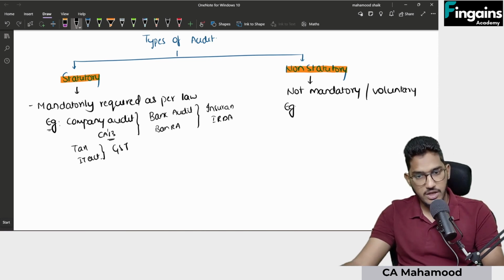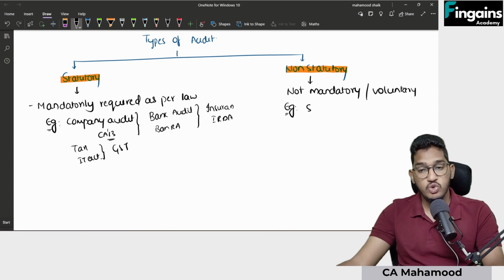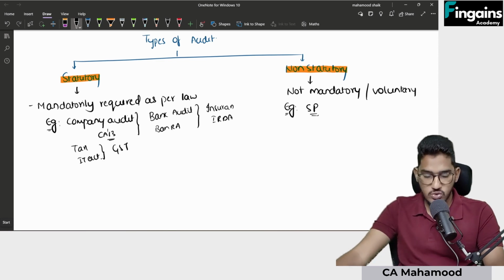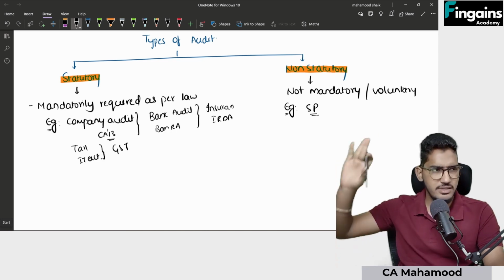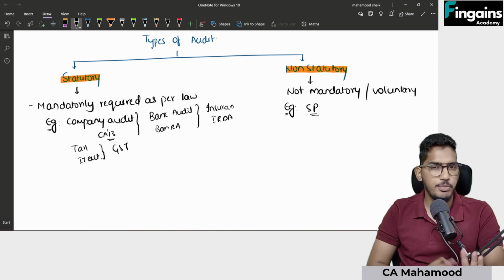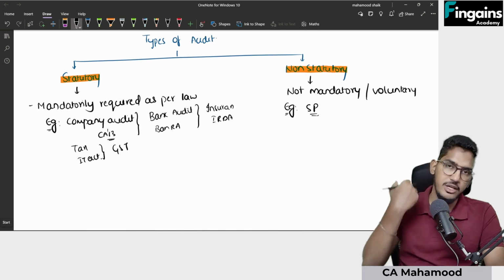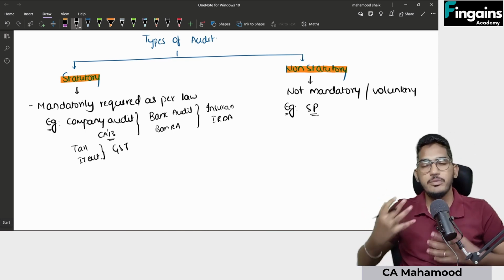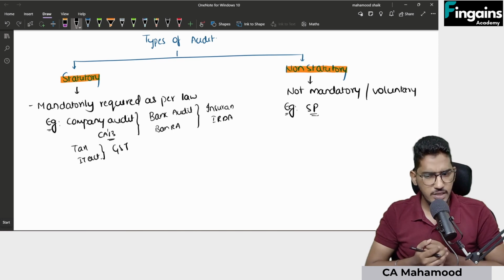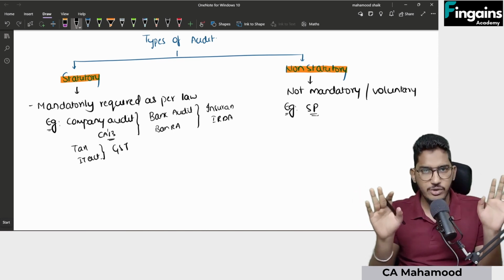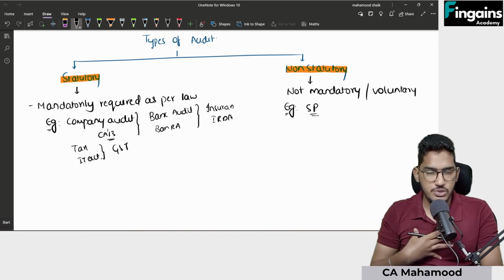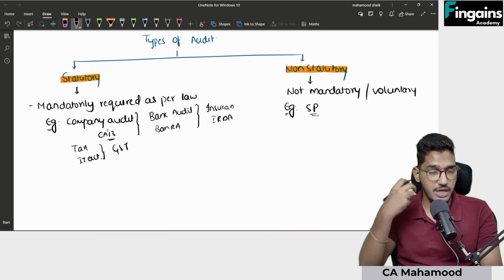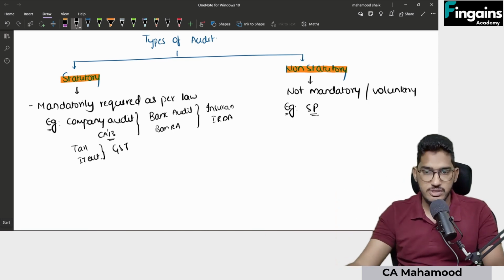Yes, we have plenty. What are the examples of non-statutory audit? Sole proprietor's audit. A sole proprietor is not required to undergo any audit as per any law, unless required under the Income Tax Act or GST Act. But voluntarily, he goes to the auditor and says, sir, please conduct the audit of my sole proprietorship firm. No law is asking you to get your accounts audited, but the sole proprietor voluntarily asks the auditor to conduct the audit of his accounts and financial statements. That is an example of non-statutory audit.